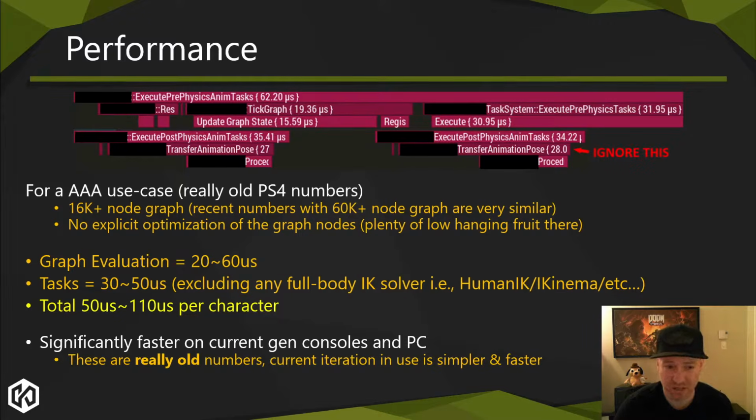There was no optimization done. This was just numbers I took midway through production just for myself to check. The graph was running at around 20 to 60 microseconds. That was the full graph evaluation of those 16K nodes. The tasks themselves with a bunch of blends, usually we were blending 4 or 5 things per frame because we were layering a bunch of stuff, was around 30 to 50 microseconds. So we're talking around 50 to 100 microseconds for the full animation update. That includes sampling, decompression, root motion, event sampling, all of that on a PS4.